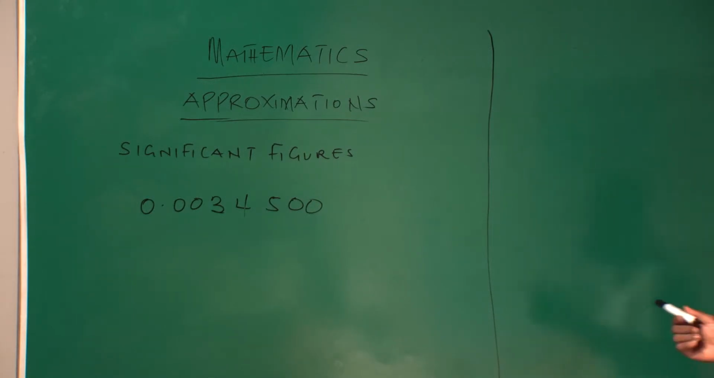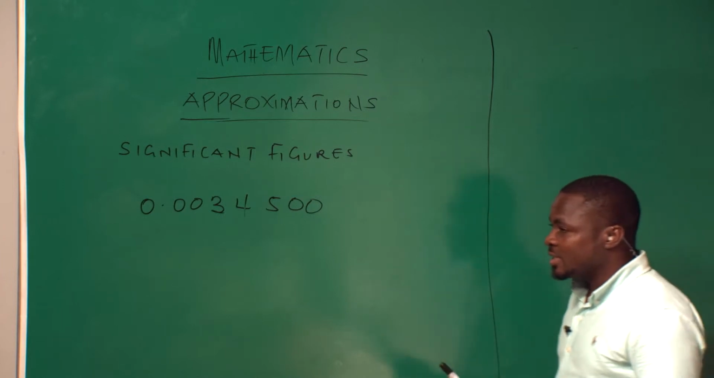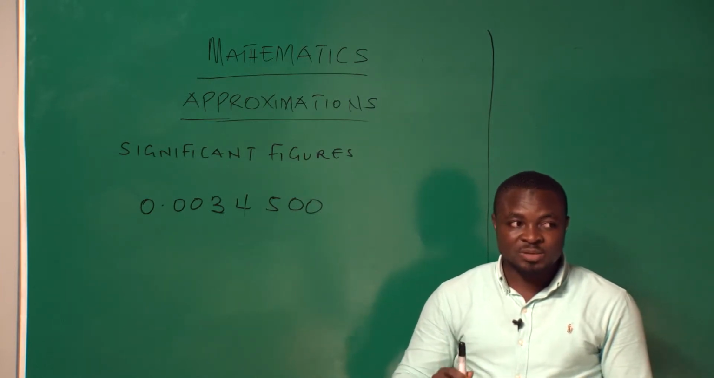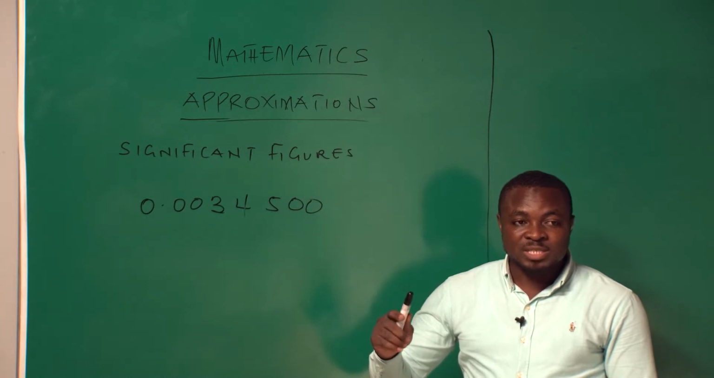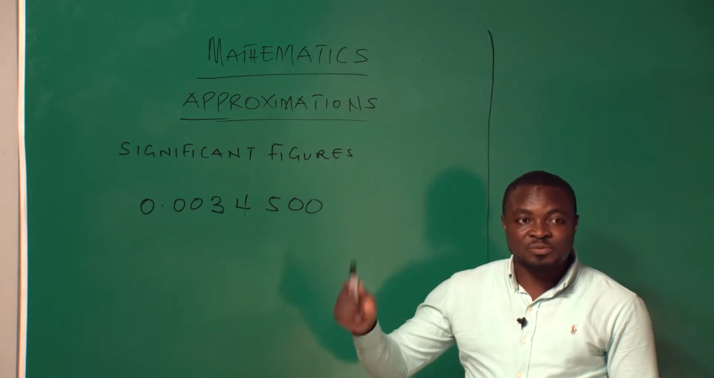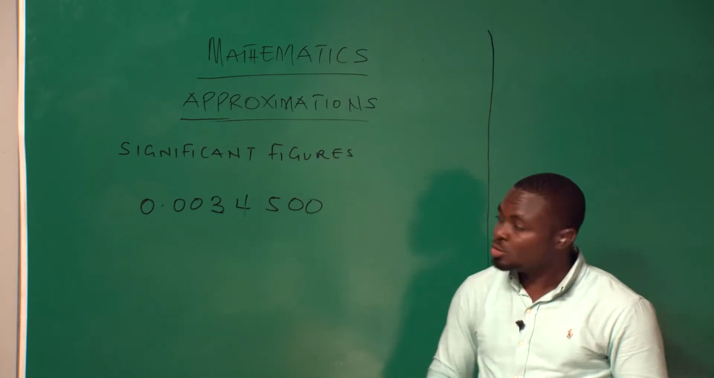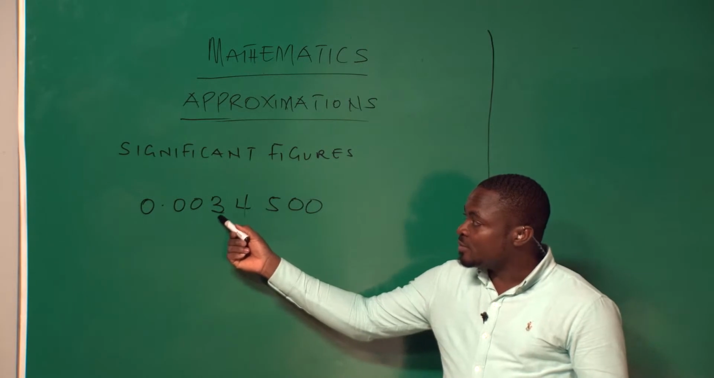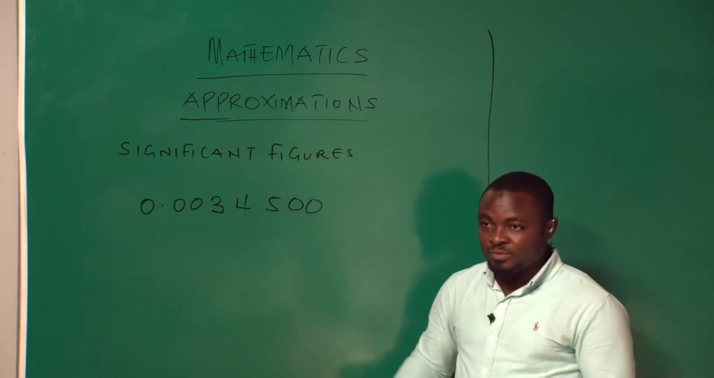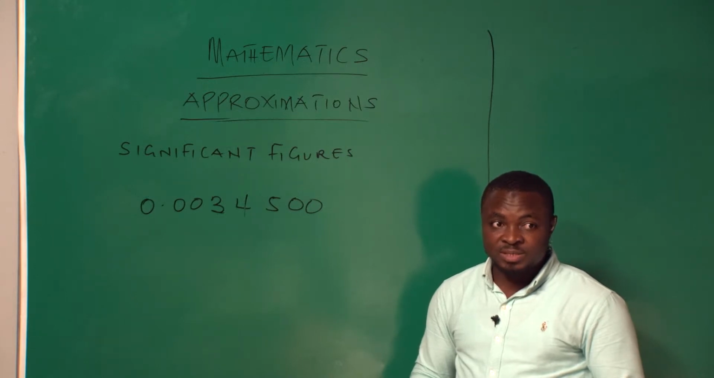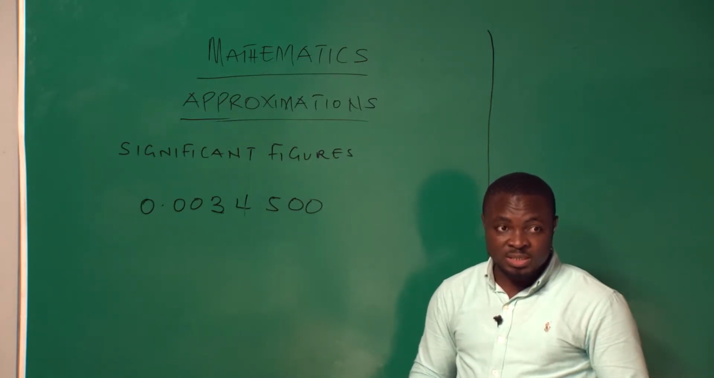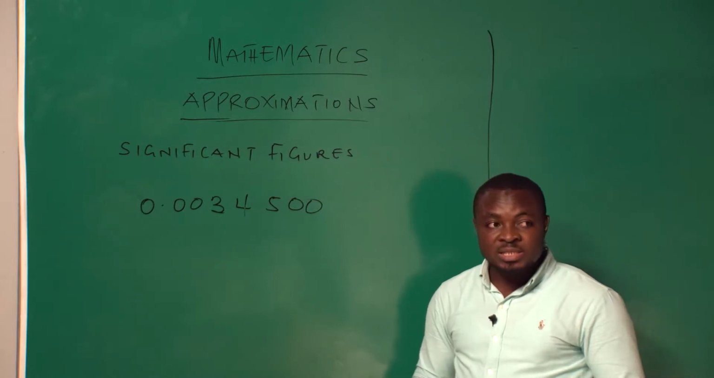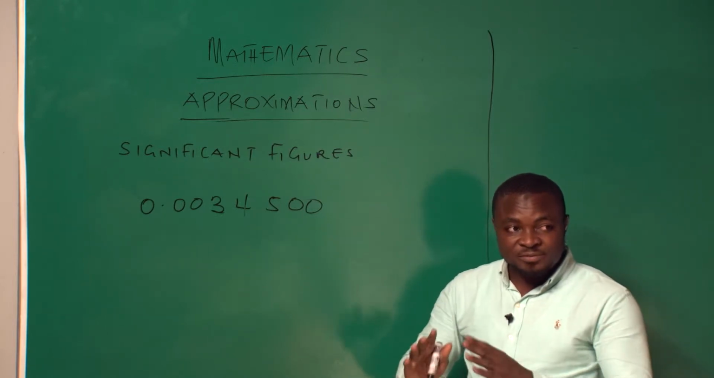So what we have on the board, I'll use this simple example to teach you the concept of significant numbers. I've already said non-zero numbers. Non-zero numbers are those that are not zero: 1, 2, 3, 4, 5, up to 9. So you look at the expression, you see that we have 3, 4, 5. Those are the non-zero numbers in the decimal fraction. So all of those numbers are significant.